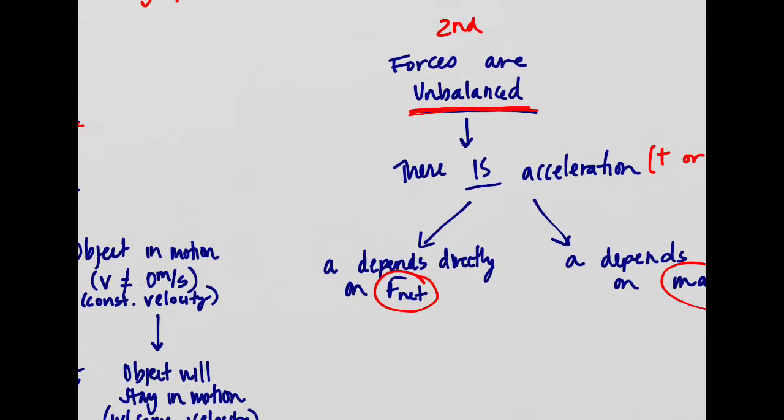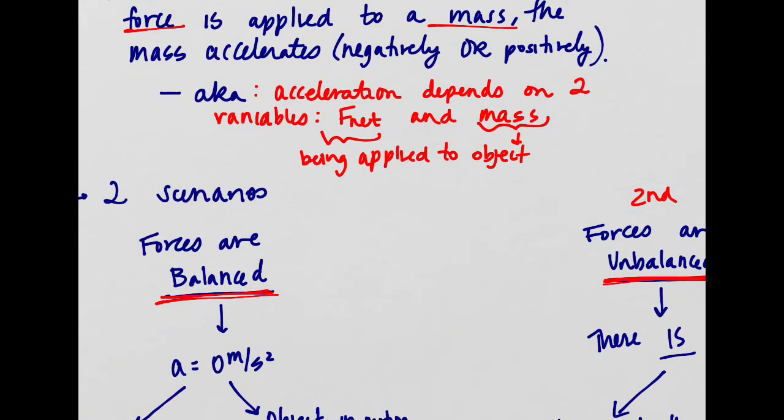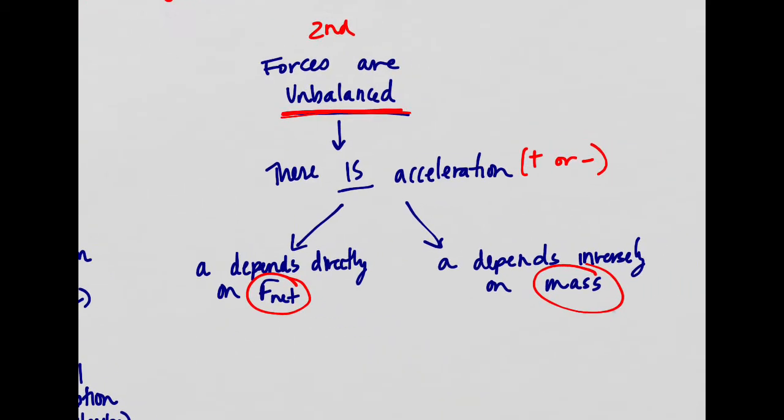That is different from Newton's second law that says that when we have acceleration, or when a force is unbalanced, that means that acceleration is occurring when there's a force being applied to the mass or the object. So when the forces are unbalanced, there is acceleration. It can be positive or negative, and it depends on the net force and the mass of the object.